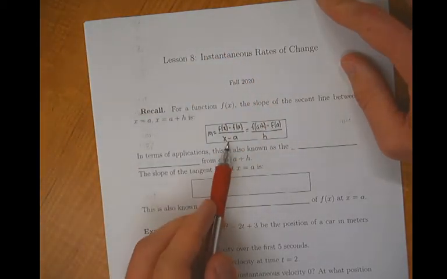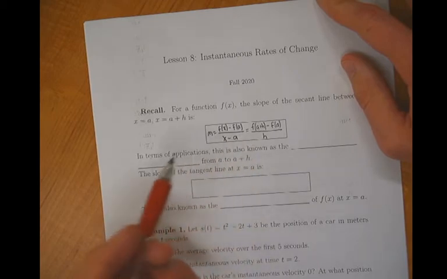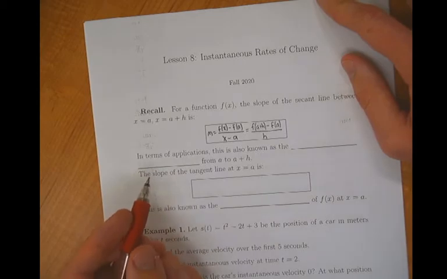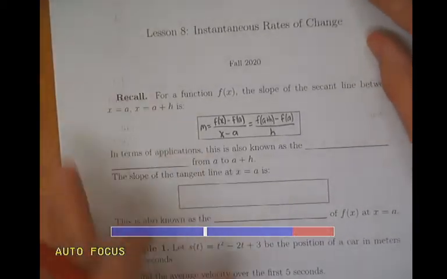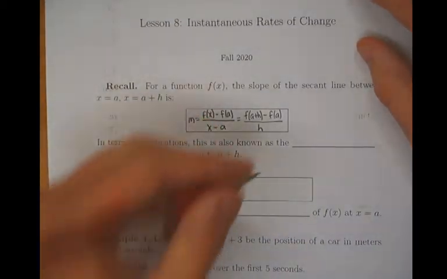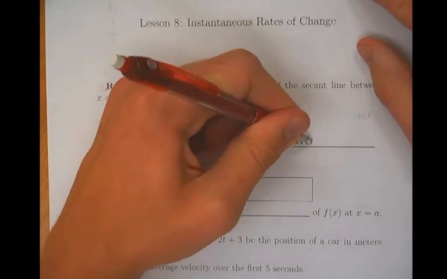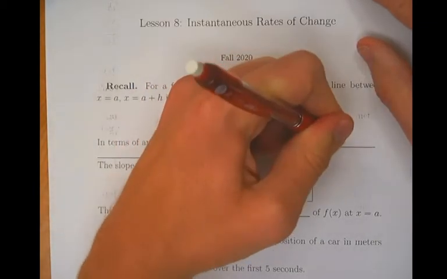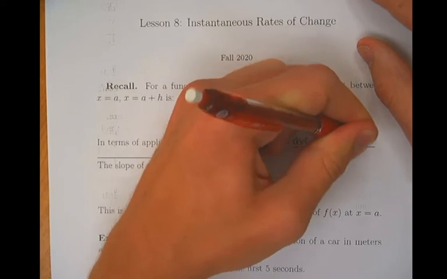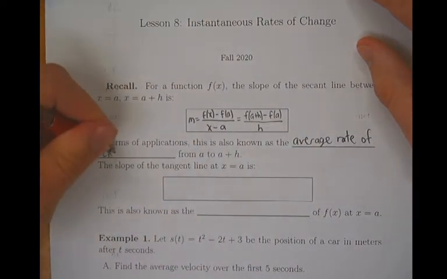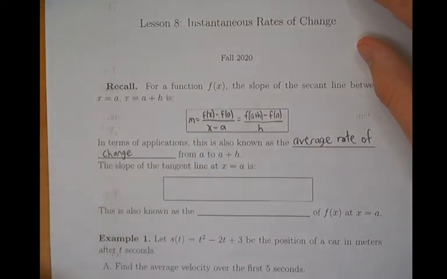So essentially, these are two different ways of expressing the same thing here. And in terms of applications, this is also known as the average rate of change from a to a plus h. Okay?